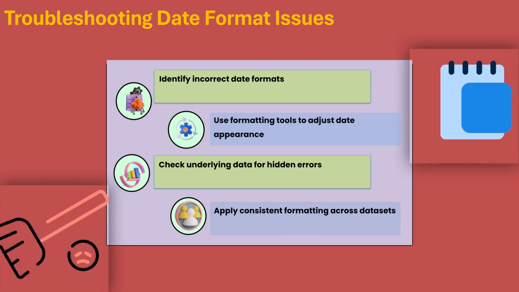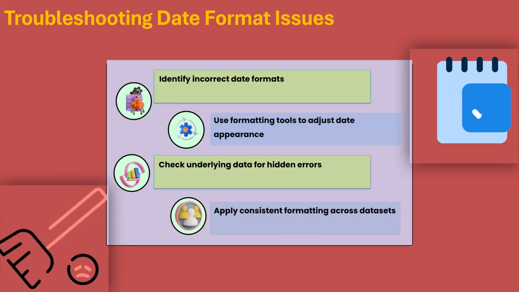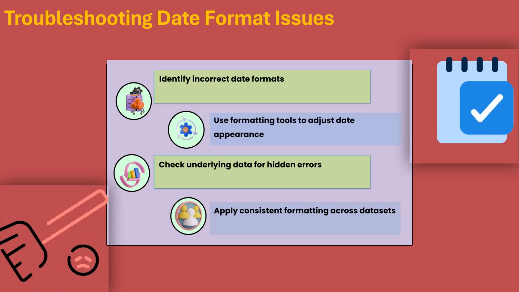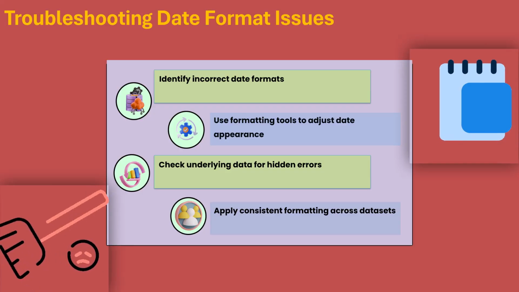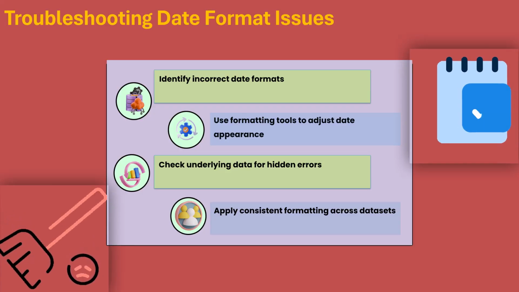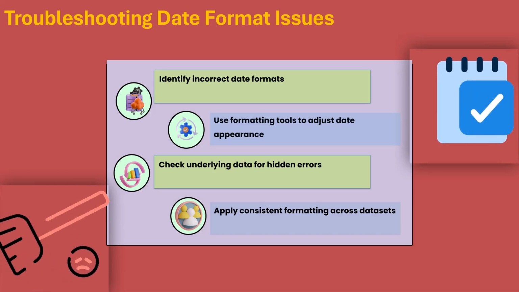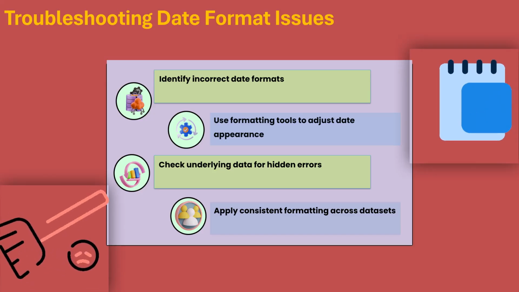Ever had a date that just wouldn't behave? It's usually an issue with formatting. First, we need to spot the errors, then tweak the appearance. Sometimes hidden data gremlins mess things up, so checking the underlying data is key. A consistent format keeps your reports error-free and professional.